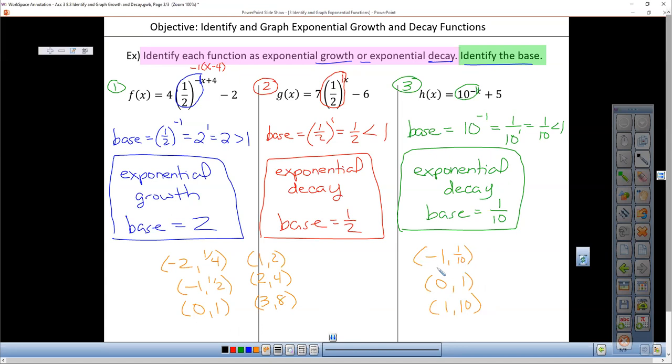So 10 to the negative first is 1/10. 10 to the 0 is 1. 10 to the first is 10. That idea.